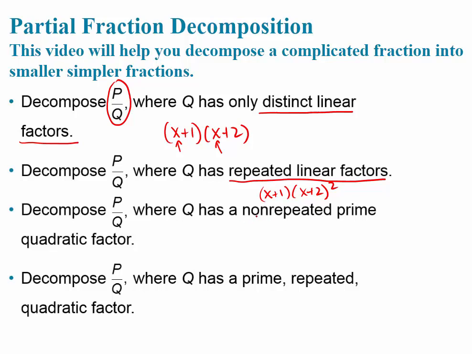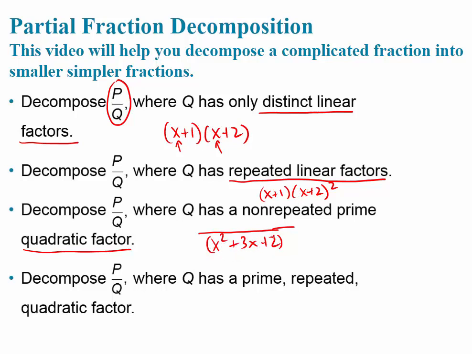Another case now is not a linear factor, but we have a prime quadratic factor. Maybe something like that in the denominator of our factor. Prime meaning we can't factor it. If we could factor it, then we could turn it back into one of these two cases, case 1 or case 2 here. So quadratic factor looks like that's prime.